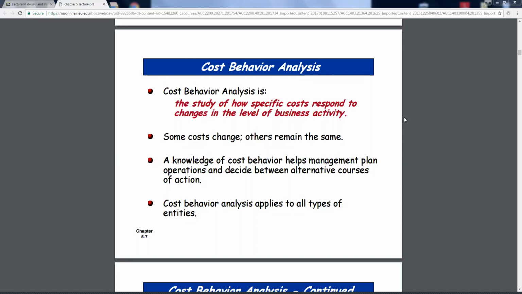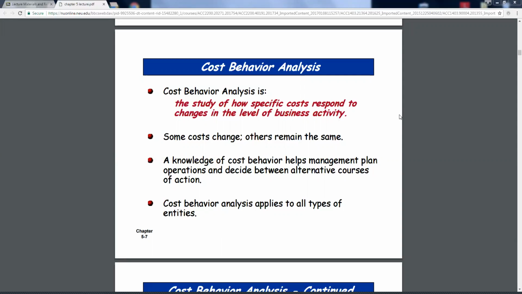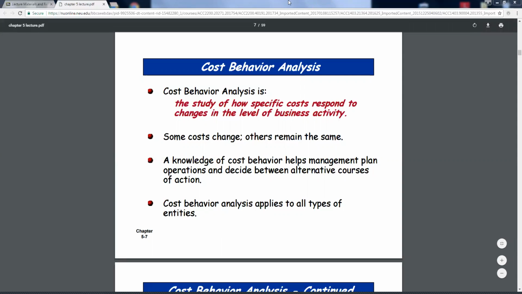Why this is important is that as managers of organizations, we need to know how our costs are going to behave based on changes in levels of activity, because it's important for us to have a handle on our overall financial situation as activity levels either go up or down. The other key thing to keep in mind is that cost behavior applies to all types of organizations. It certainly applies to healthcare, for-profit, nonprofit, manufacturing, service, and other types of companies.